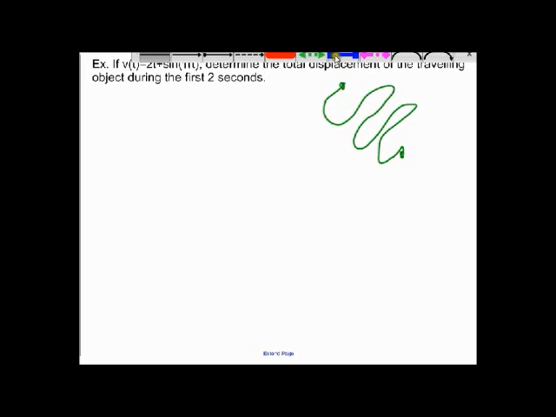So if v of t, the velocity of some object, is 2t plus sine pi t, I want to determine the total displacement of the traveling object. Okay, so displacement means if an object, for example, starts over here and ends over here, it could travel like that, right? The total displacement is this straight line.